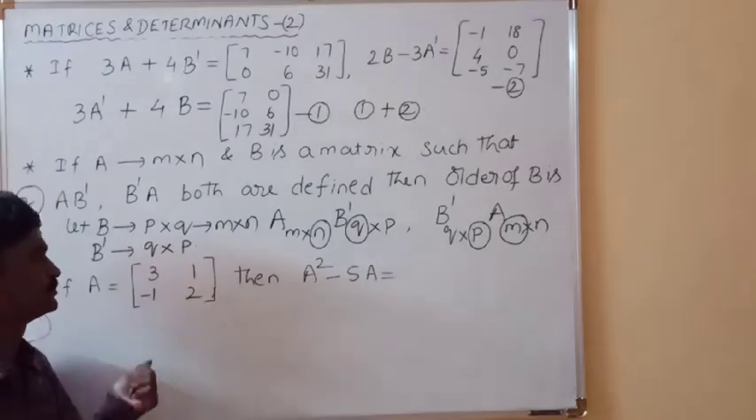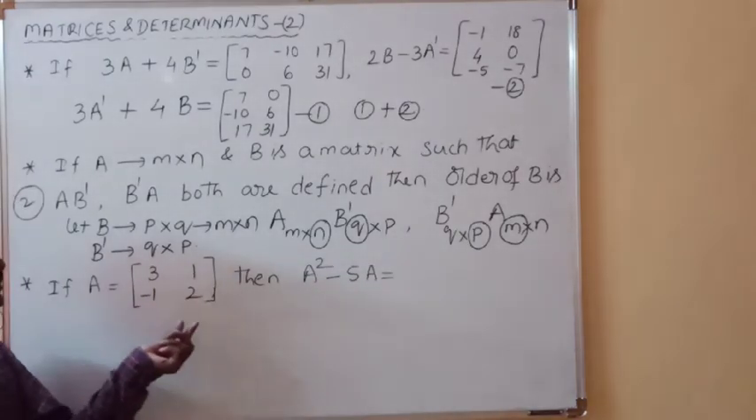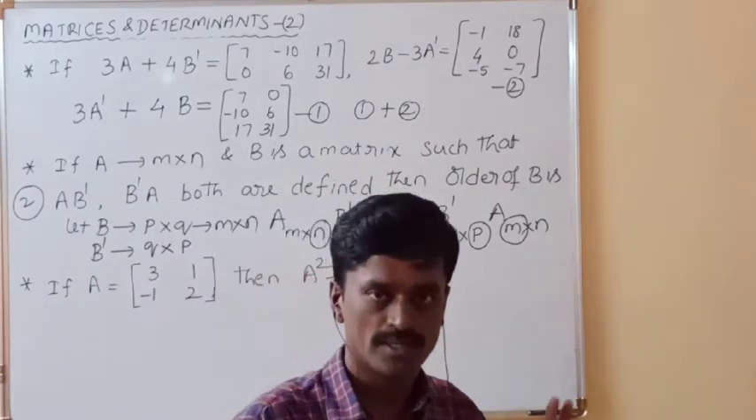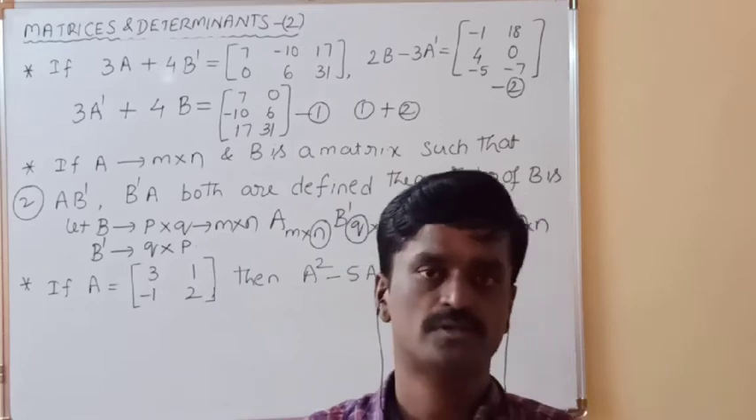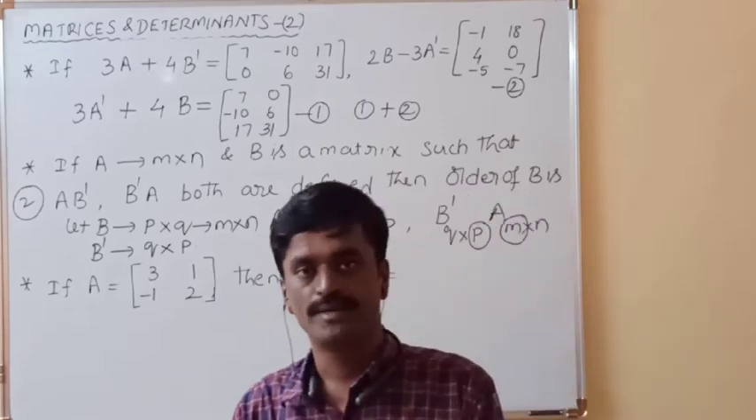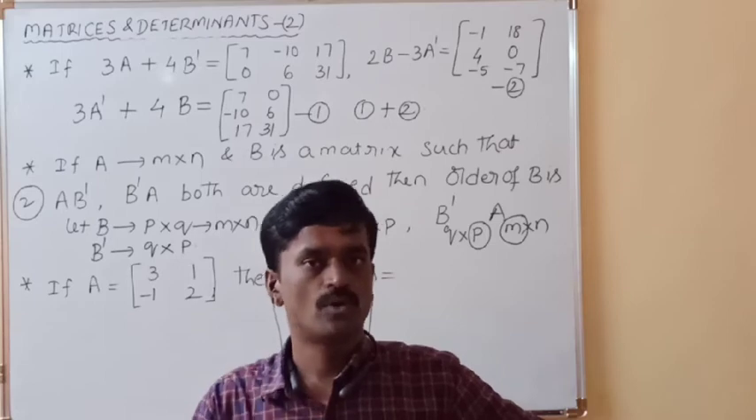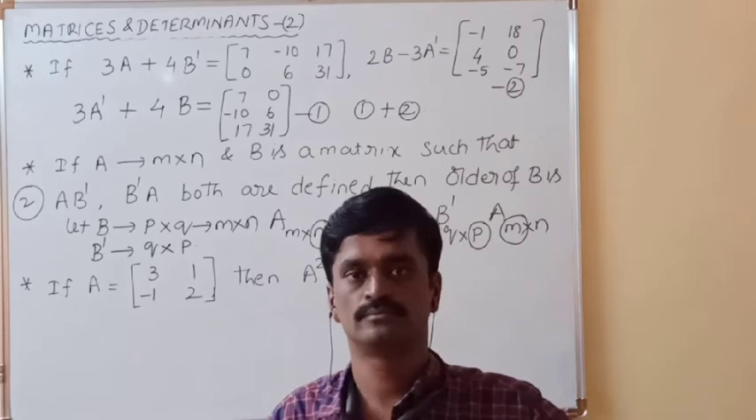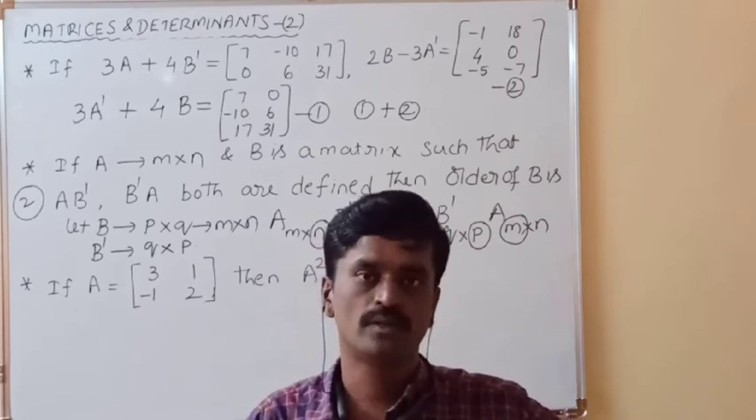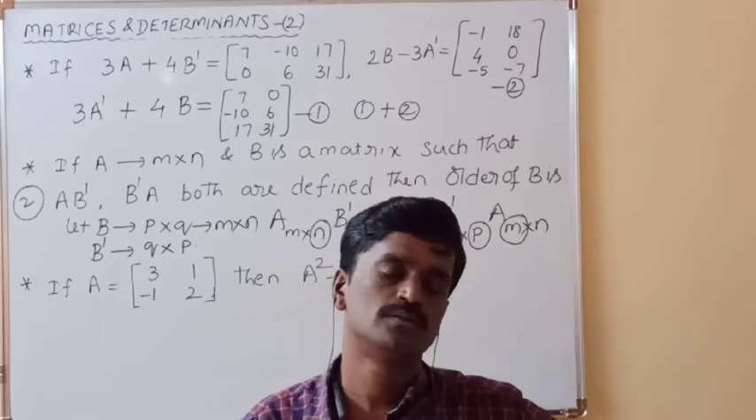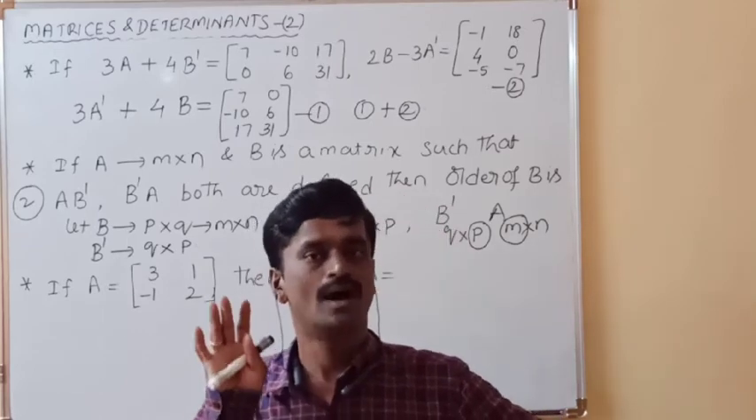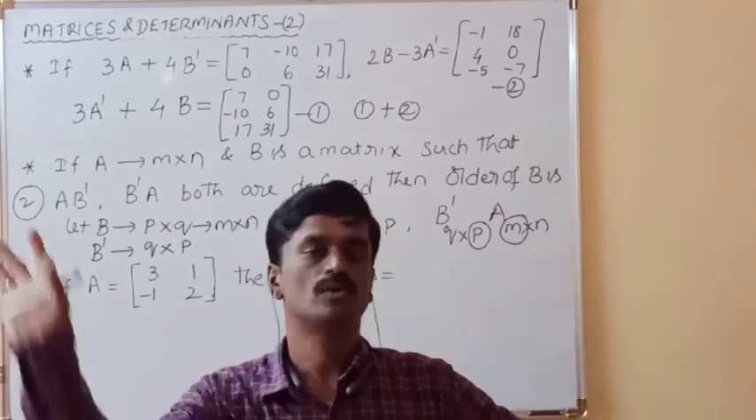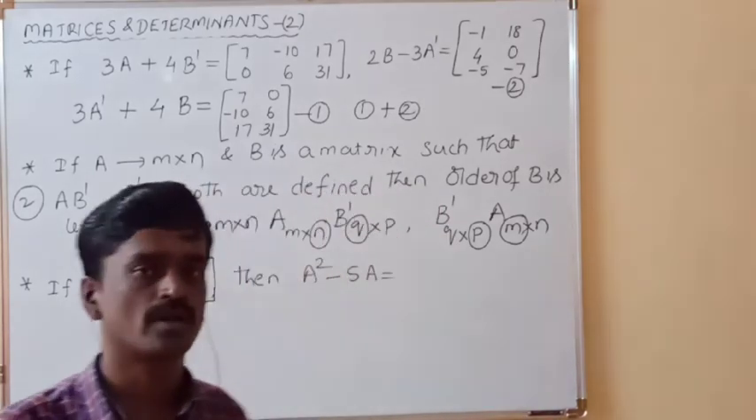So look at this problem. Capital A is a 2 by 2 matrix. Then what is A square minus 5A? Don't try to calculate the A square matrix and the 5A matrix and then A square minus 5A. If you want to calculate all this, you need a minimum of more than 1 minute. But I am going to explain one trick. If you remember that trick, it will take hardly 10 to 15 seconds. Within 10 to 15 seconds you can solve that problem. So what is that trick?